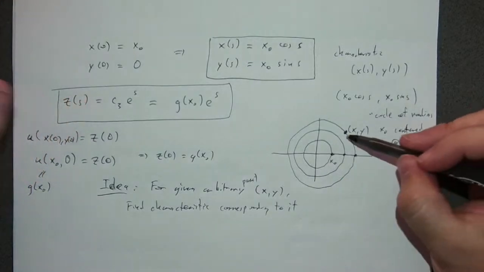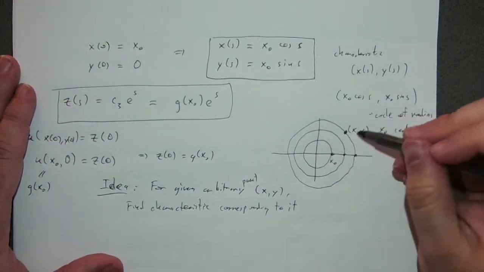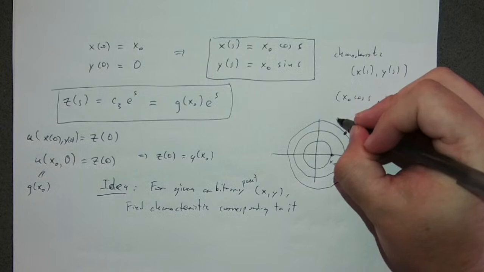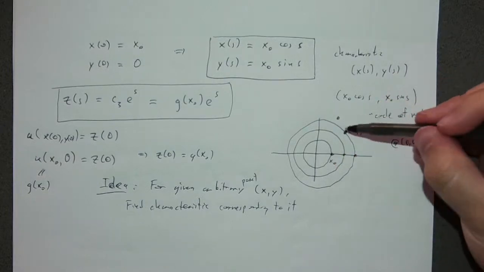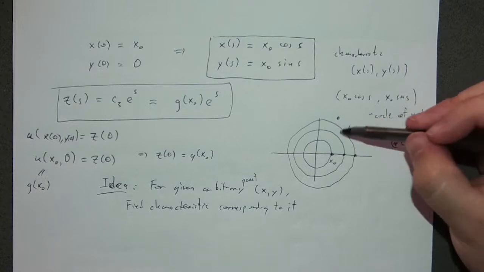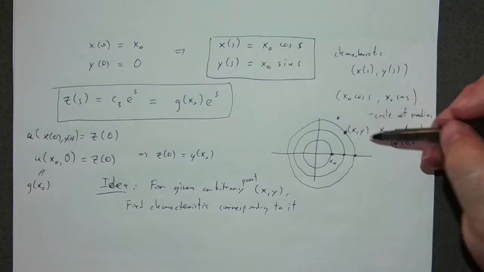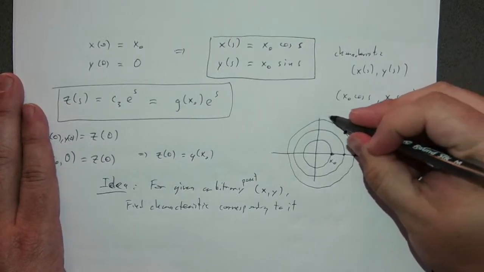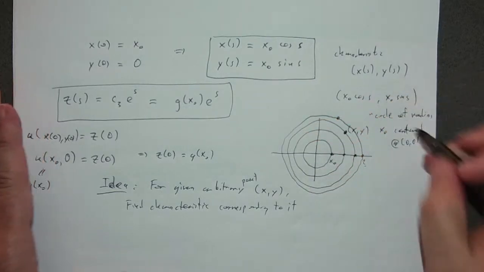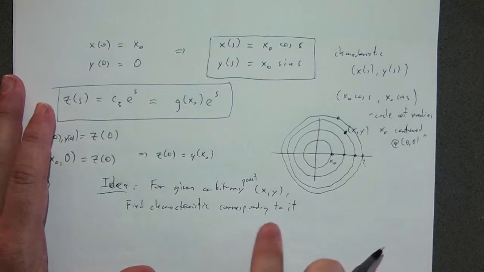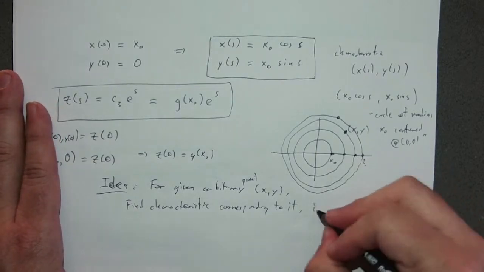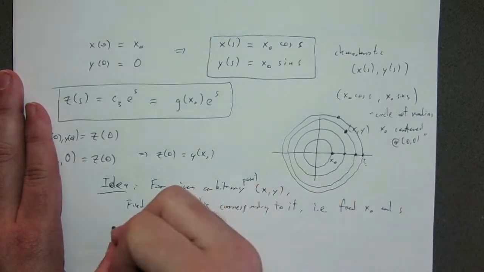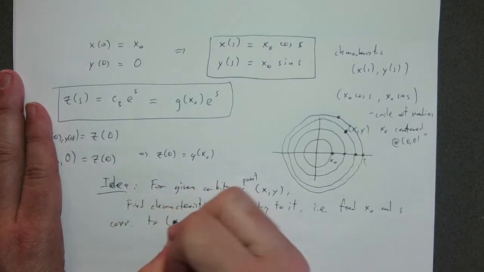So rather than in this picture, where I drew this characteristic first and then put this point on it, imagine that that wasn't there and I just picked some point. So here is another point I could have picked. I need to find the characteristic that corresponds to it. So I would need to find the x naught, whatever it is, that corresponds to it. Of course, like I said, this is a circle of that radius centered at the origin. But what this really means is to find x naught and s corresponding to this point x y.